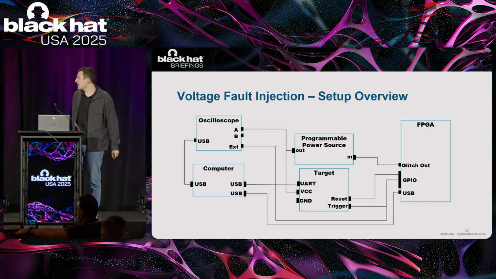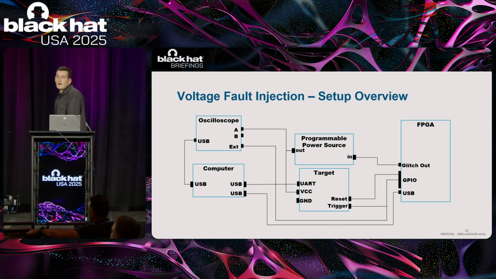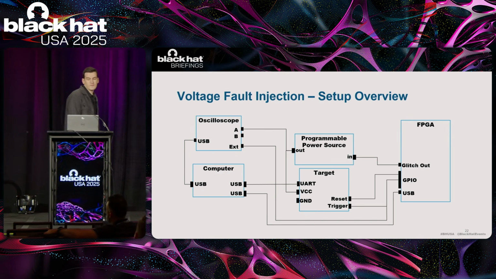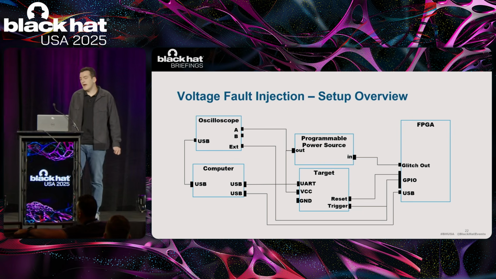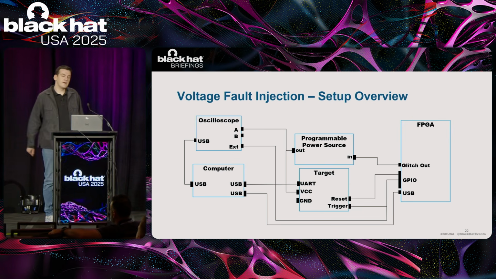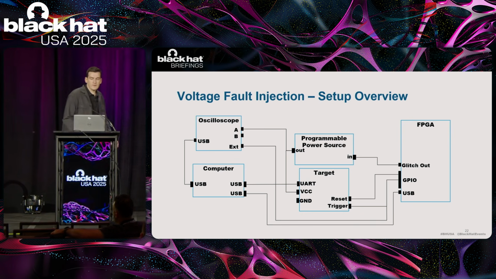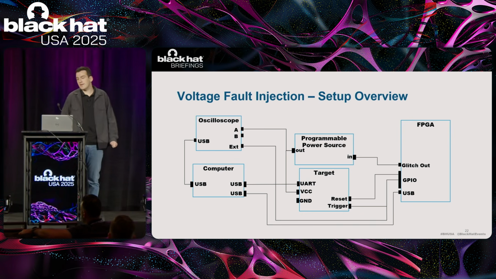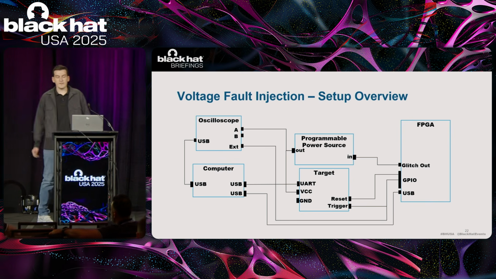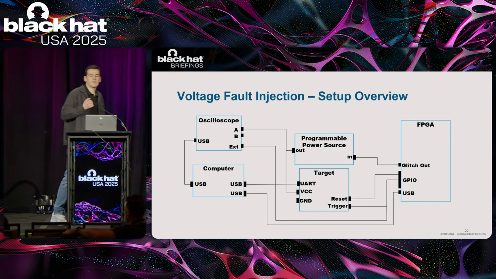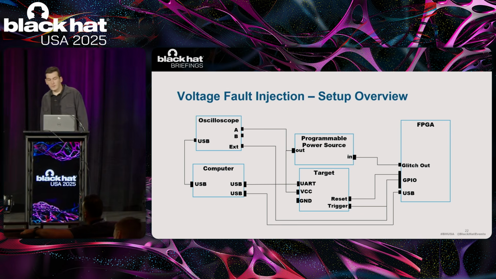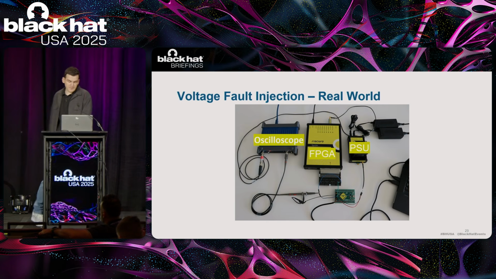And here you can see our setup. We are communicating with the target over the serial port with our computer. And for controlling the target with reset and getting the trigger, we are using an FPGA, which also provides precise timing. And we are also controlling the programmable power source with the FPGA, which is introducing the faults to the device. And we are using an oscilloscope to monitor this whole process.